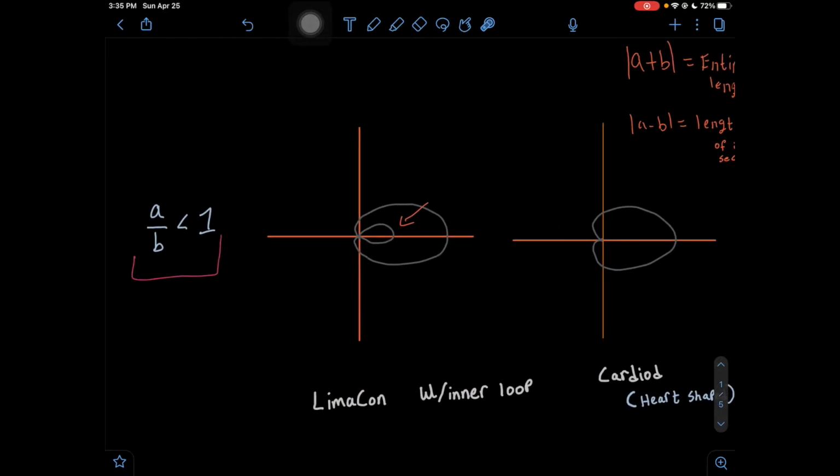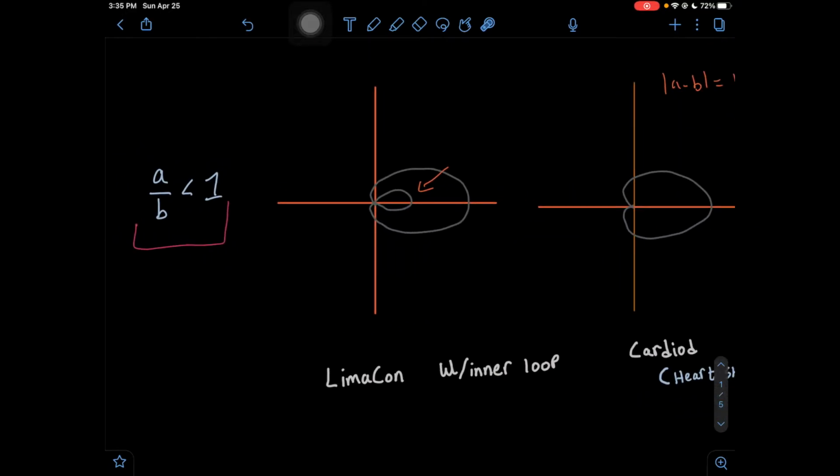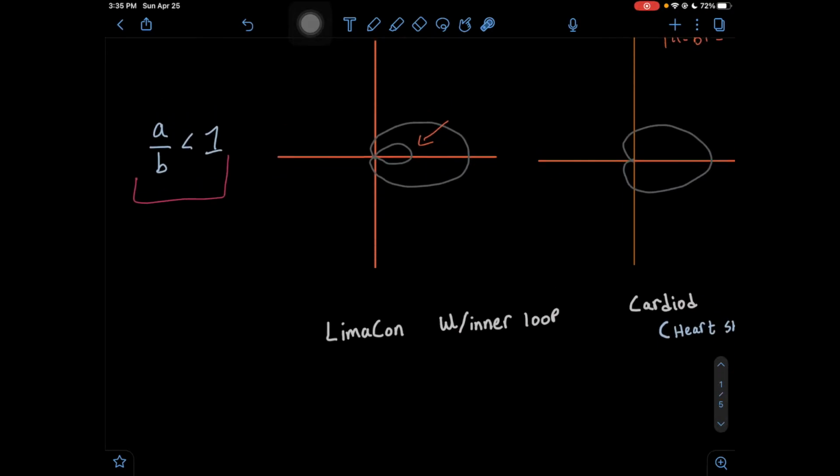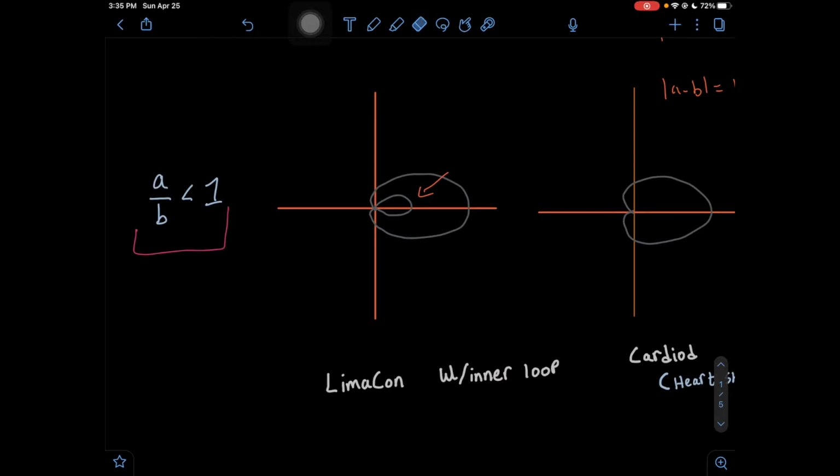Let's go ahead and look at a limaçon with an inner loop. A limaçon with an inner loop looks something like this, where you can see that we have a limaçon and then we have a circular inner loop right here. And when you have a limaçon with an inner loop, a over b, the quotient of that, is going to be less than 1. That's how you know you have one. Let's go ahead and do some practice with that.